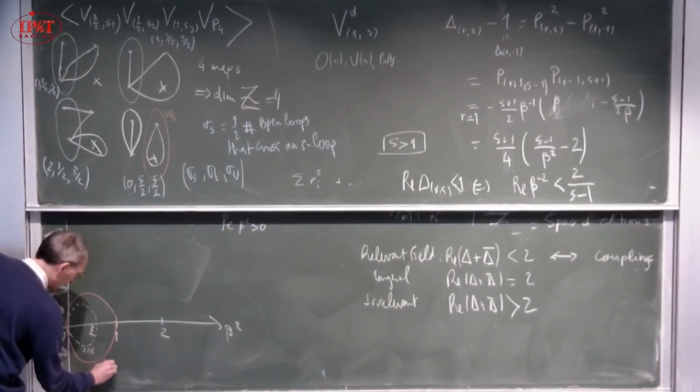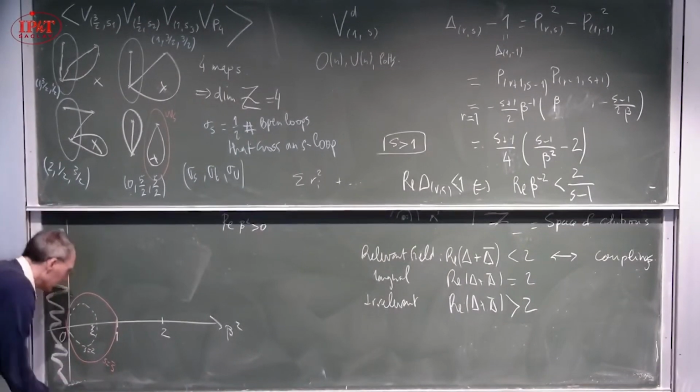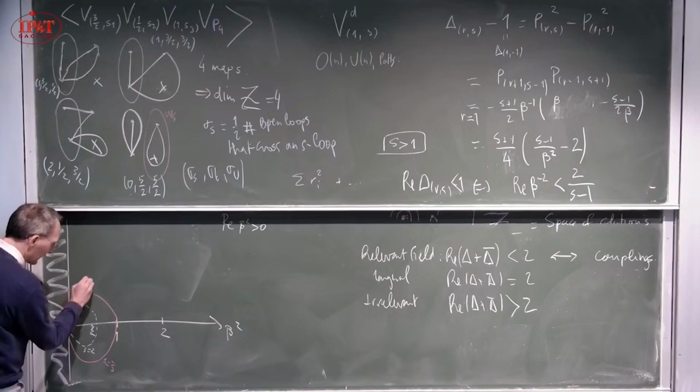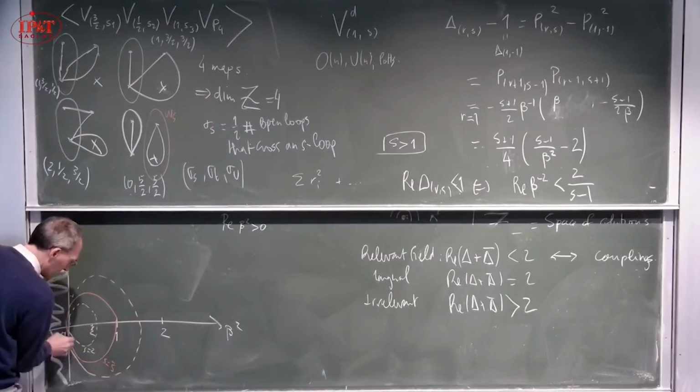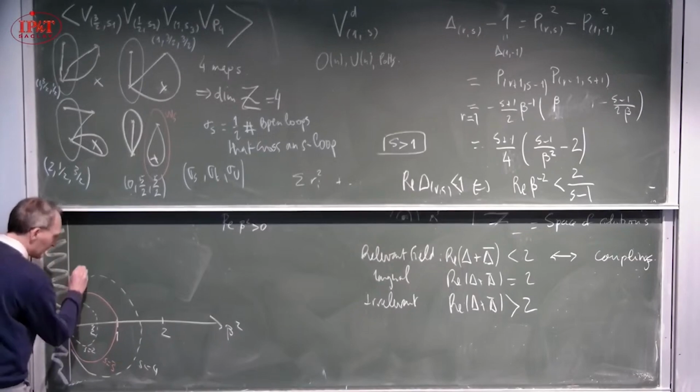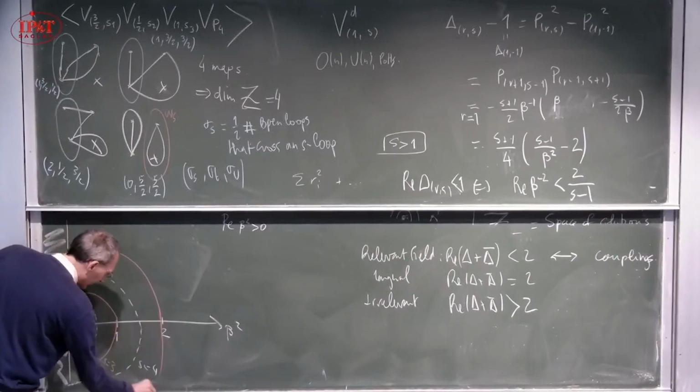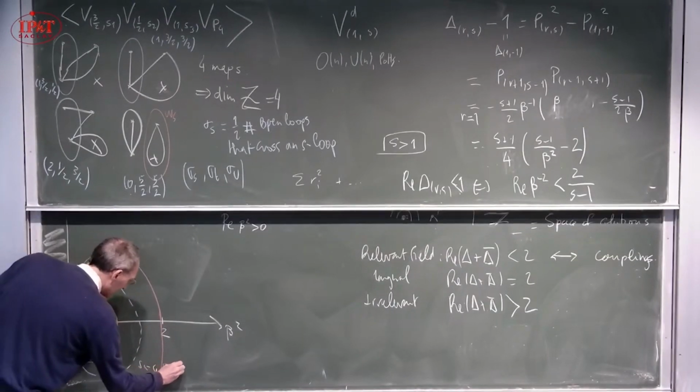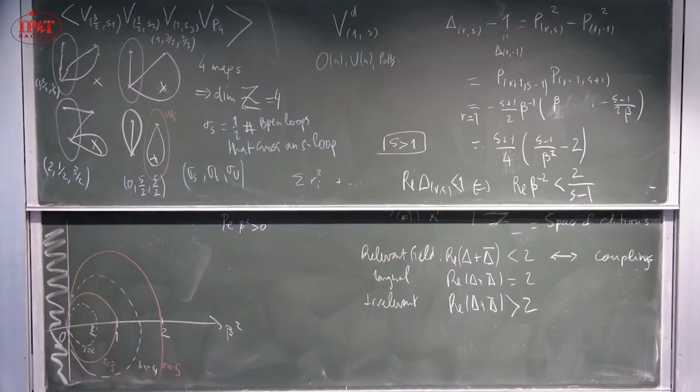So that's s equals 3. And then it goes on like that. So the next circle here for s equals 4, the marginality line of V15, is this one, and so on.